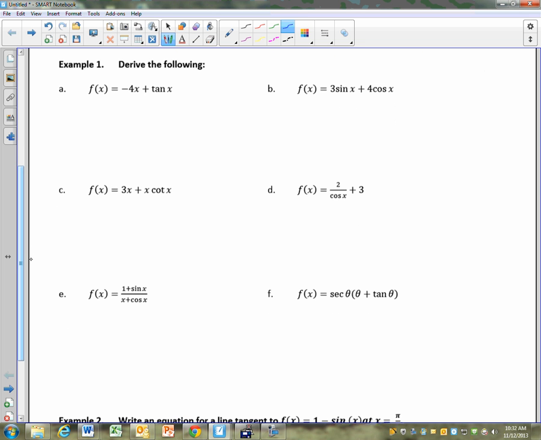So let's find the derivative of a few of these. I have f of x equal to negative 4x plus tangent of x. If I want to find the derivative, and remember, back in the day we used to do the limit as h approaches 0, yada, yada, yada. If I want to do the derivative now, I just have negative 4 plus secant squared of x. And you're done.